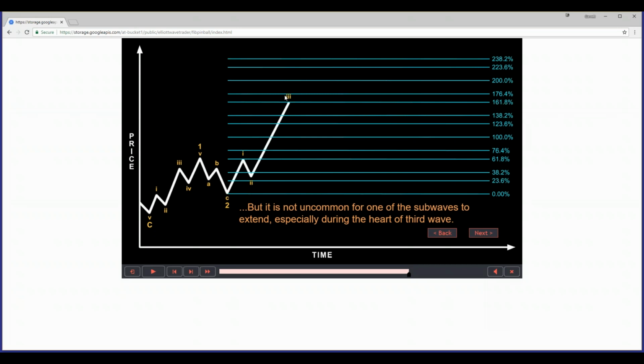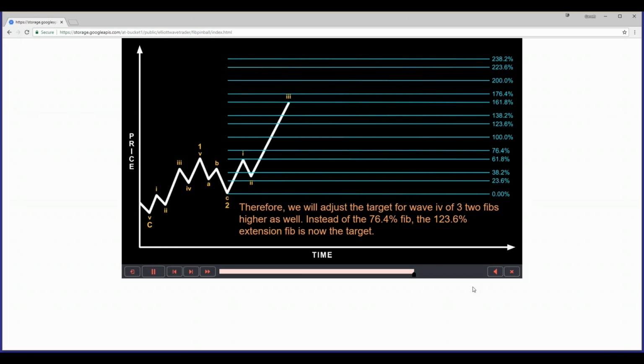So we're going to adjust the support target for wave 4 of 3 by the same relative amount. Rather than the 100% to 76.4%, we're going to move that up 2 fibs. So 1, 2. That will be the 138.2% to the 123.6% instead. Sorry, it's going a little bit slow. So yeah, we move our target up 2 fibs. That's where we're now going to expect wave 4 to target.